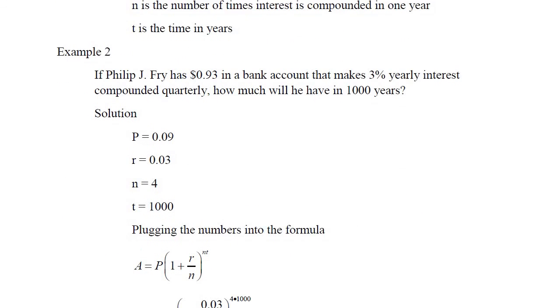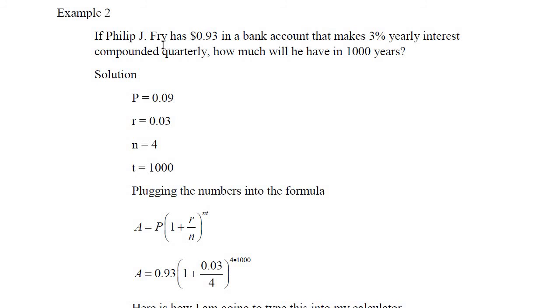Example number 2. If Philip J. Fry has 93 cents in a bank account that makes 3% yearly interest compounded quarterly, how much will he have after 1,000 years? So here my P, that is 0.93. There's a typo there, that should be 0.93. R is 0.03. N, the number of times interest is compounded in 1 year, that's quarterly, so that's 4. And T is 1,000.